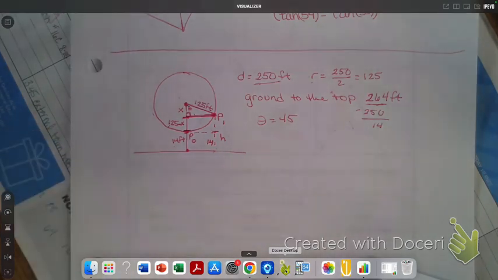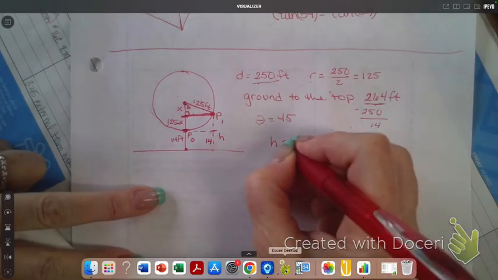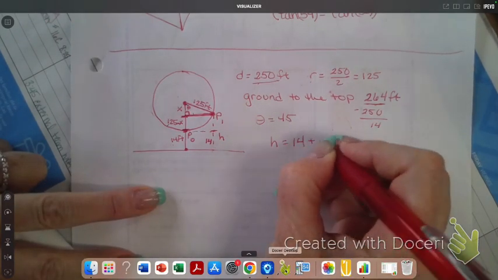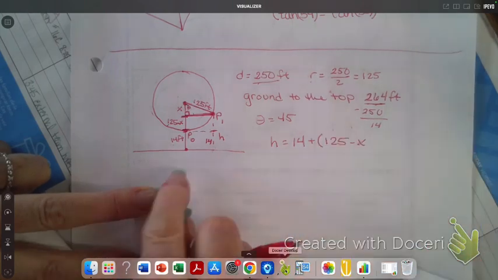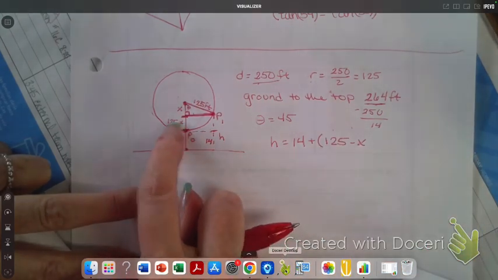Everyone see what happened? So we've got to find x. So the height is going to equal 14 plus 125 minus x. Isn't that our plan? To add these two?